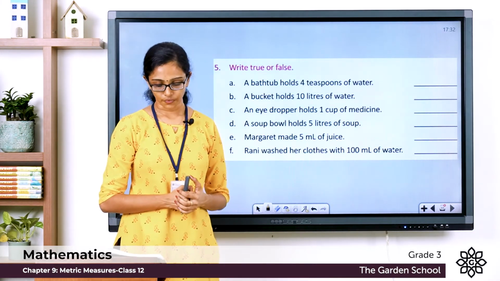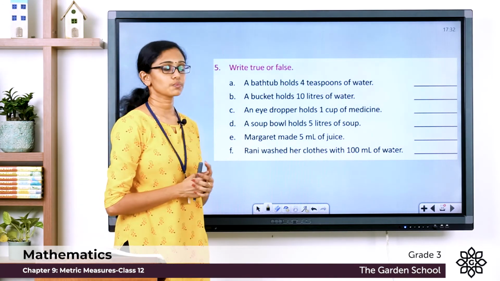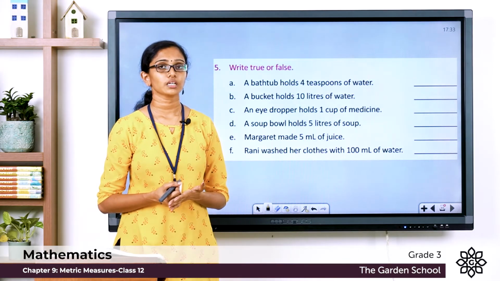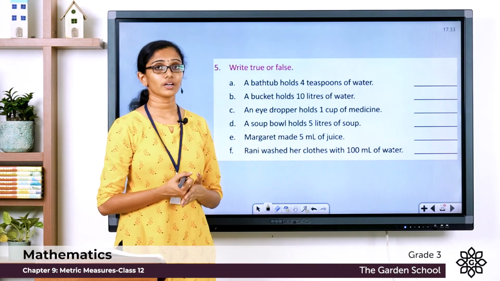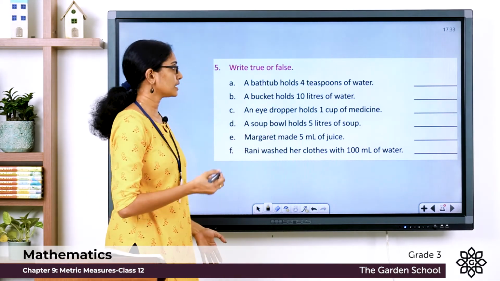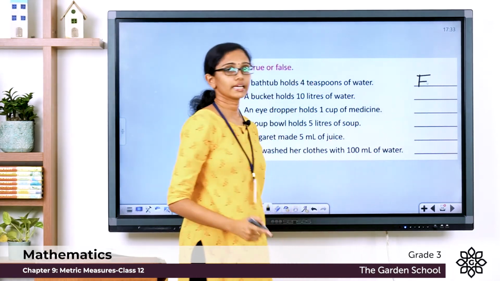Now, let's see the next one. Write true or false. A bathtub holds 4 teaspoons of water. Everyone knows what a teaspoon is. So, do you think a bathtub can hold only 4 teaspoons of water? No. So, is that statement true? No. That statement is false. So, you can write false or F for false here.